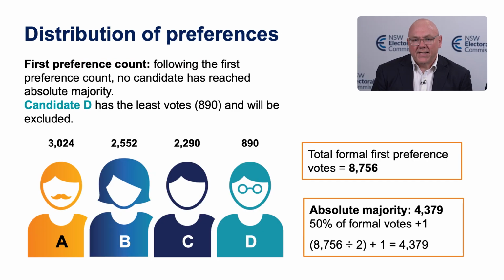If no candidate is elected, that is, no candidate has reached the absolute majority in the first preference count, the candidate with the least number of votes is excluded. This means the excluded candidate's votes are resorted to the other candidates who are remaining in the count, according to the second preference shown by the voter on that ballot paper. In this example, no candidate has reached the absolute majority, and candidate D has the least first preference votes and will be the first candidate to be excluded.